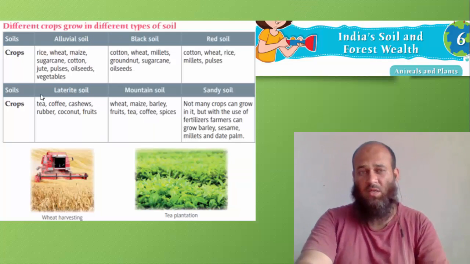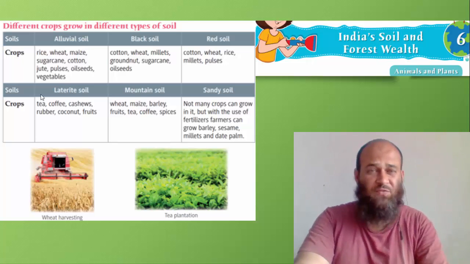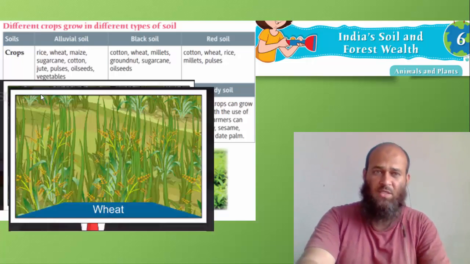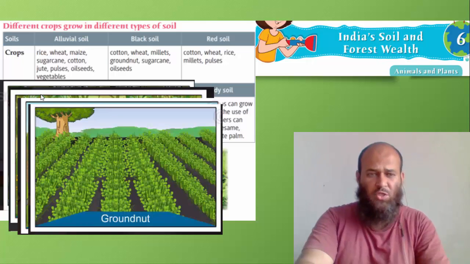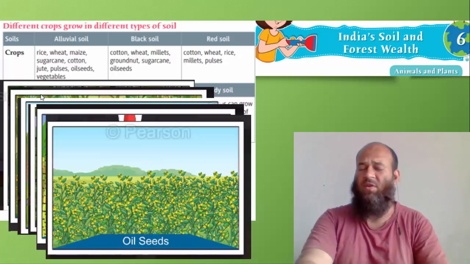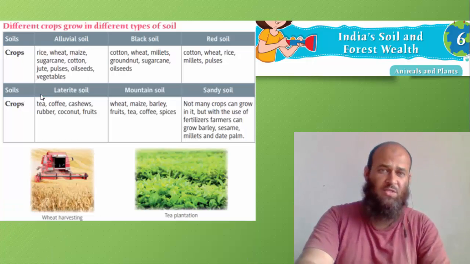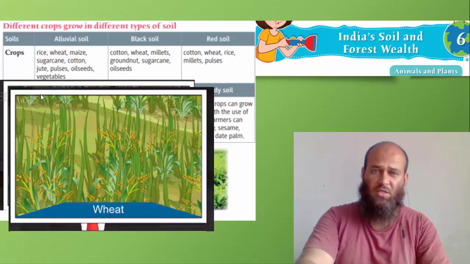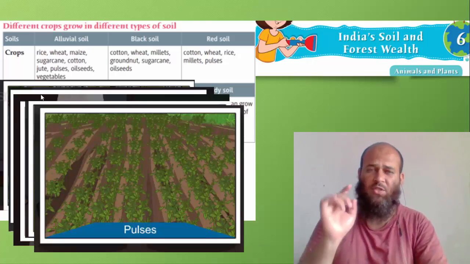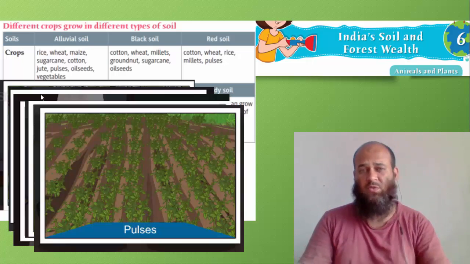Then we have black soil. Black soil is a good type of soil. As we saw earlier, it is fertile and it is used for growing cotton, wheat, millets, groundnut, sugarcane, and oilseeds. Variety of oilseeds are grown in Maharashtra as well. Then red soil is used for growing cotton, wheat, rice, millets, and pulses. But you should remember, along with soil, you need good water as well.